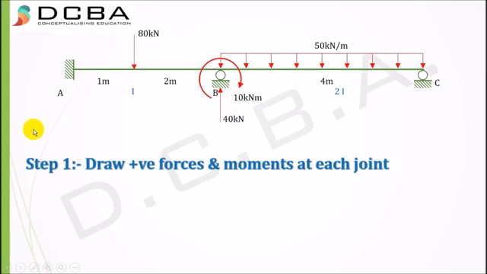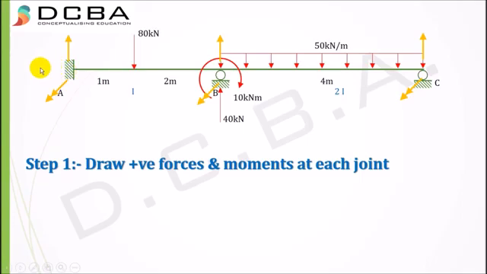Step 1 is to draw positive forces and moments at each joint. If you've seen my previous video, you might already know what positive forces and moments are in the stiffness matrix method. These are forces which are aligned in the direction of the Cartesian coordinate axis. We solve this using a beam element, and for beam elements we have only two forces, one is an upward force and another is a moment. The double arrows show the moment acting about the z axis. This is the z axis, this is the y axis, and this is the x axis.